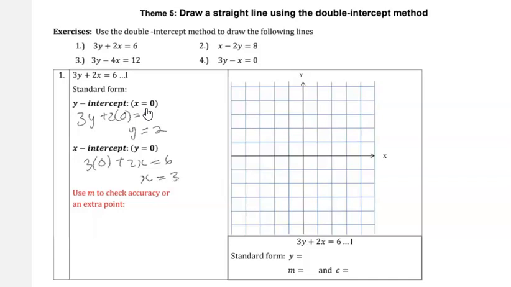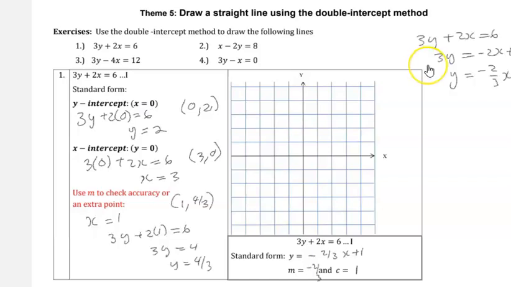That means we have two coordinates here. This coordinate here will be x is 0 and y is equal to 2. And this coordinate will be x is 3 and y is equal to 0. For accuracy, I can use either the m value or I can calculate another point. Let us look at the standard form here for this equation.